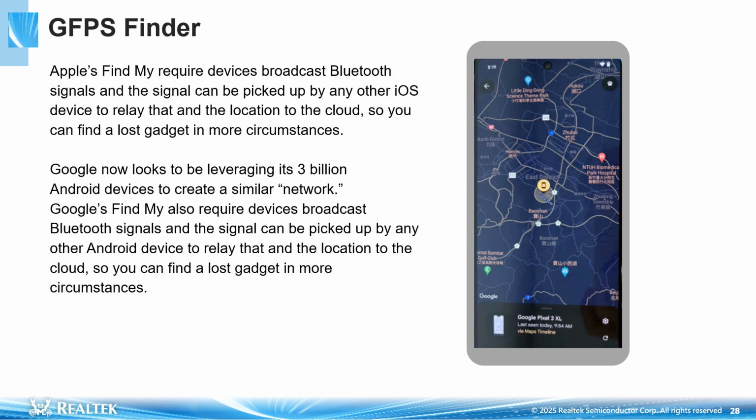Next, let's give a brief introduction to GFPS Finder. Apple's Find My device requires devices to broadcast Bluetooth signals, and the signal can be picked up by any other iOS device to relay that and the location to the cloud, so you can find a lost gadget in more circumstances. Google now looks to be leveraging its 3 billion Android devices to create a similar network. Google's Find My device also requires devices to broadcast Bluetooth signals, and the signal can be picked up by any other Android device to relay that and the location to the cloud, so you can find a lost gadget in more circumstances.